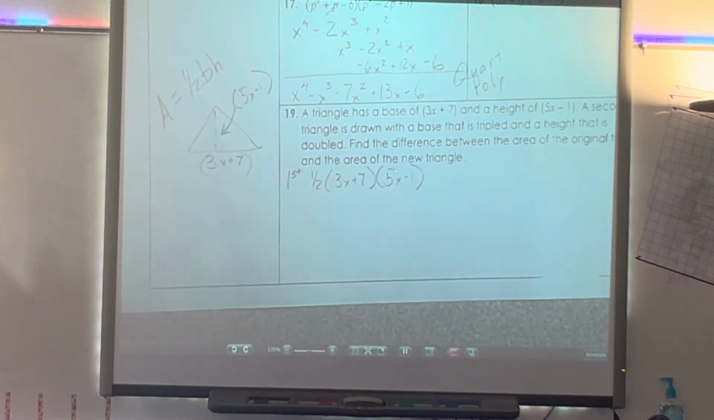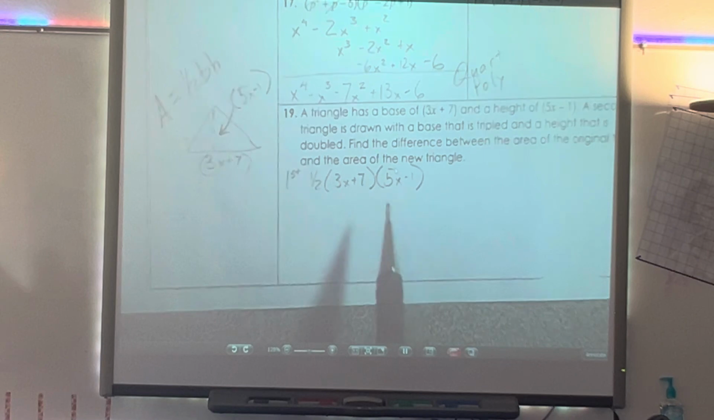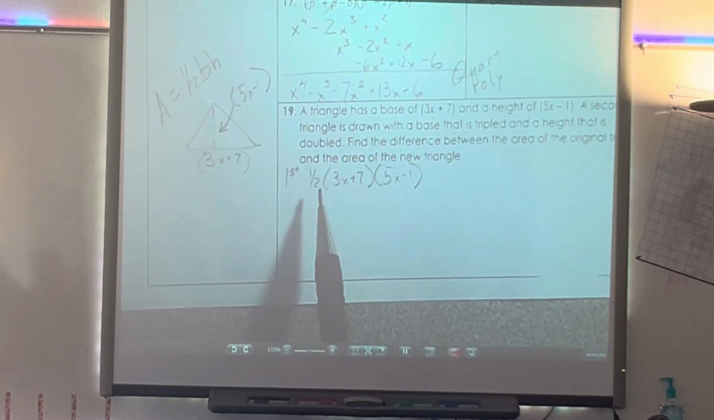And I'd work all that out. And I probably would FOIL this first before I took the half in hopes that that 2 would cancel with everything. Because I think it probably does. Like once you multiply those, odds become evens and then you divide those two out.